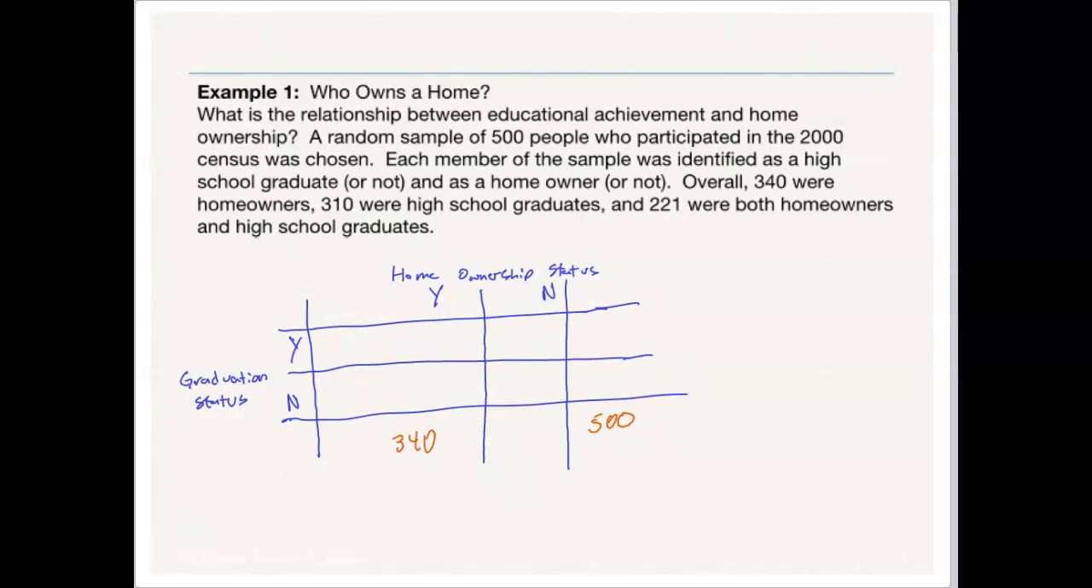310 were high school graduates. So that's 310. That's the marginal distribution for high school graduates. So right away, we can fill in the rest of the marginal distributions because we know they have to add up to a total of 500. So this is going to be 160 were not homeowners, and 190 did not graduate high school. All right.